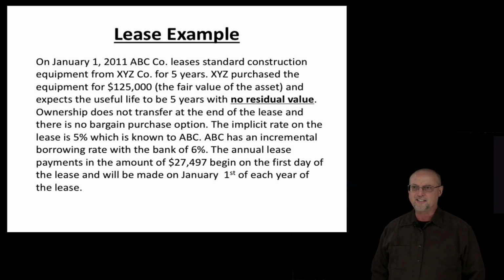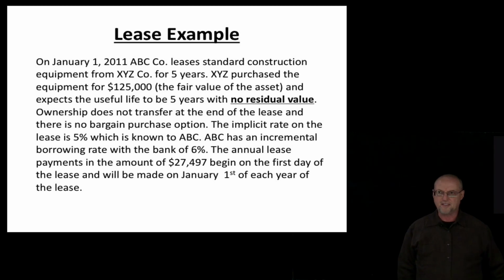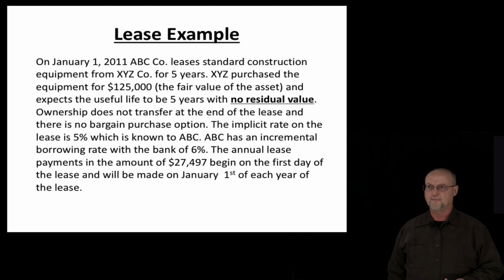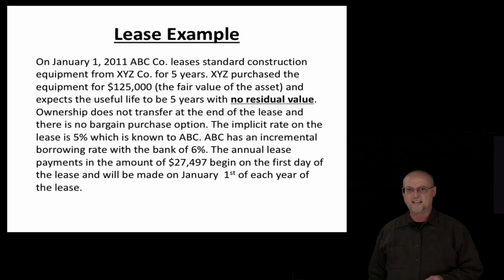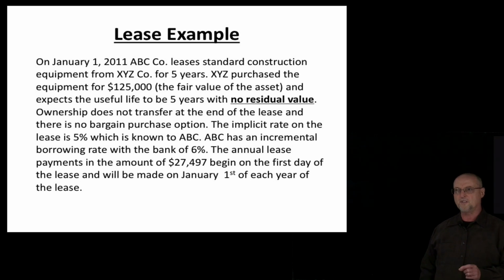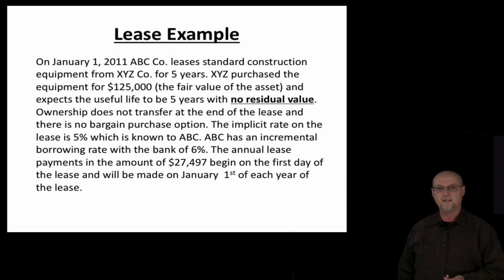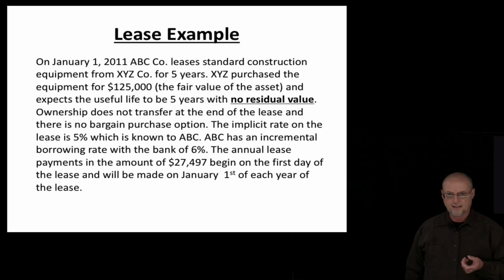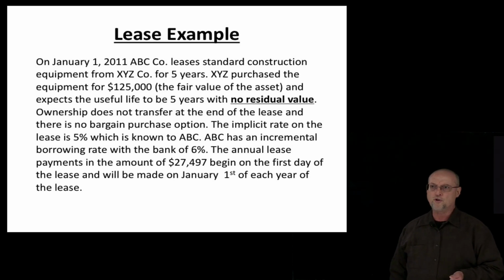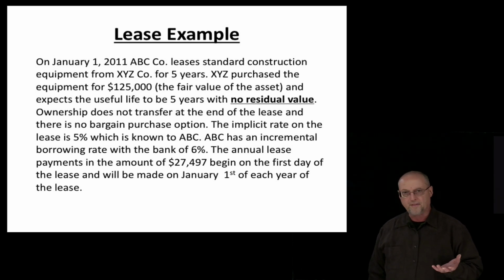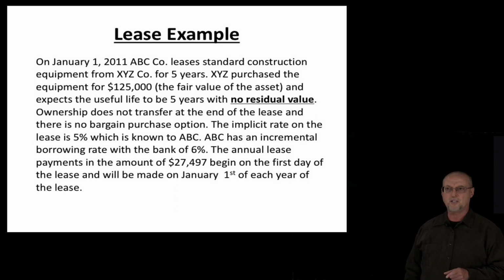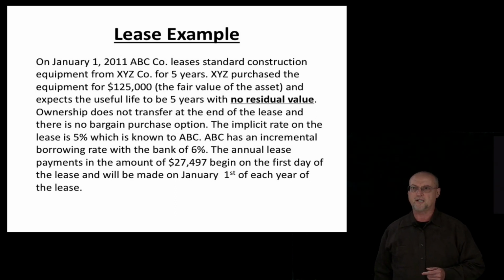Now, the implicit rate on the lease, what that means is that this is the rate that the lessor is applying to determine the value of the lease. That is known to the lessee. When the implicit rate is known to the lessee, we use the implicit rate. More often than not, the lessee is not going to know the implicit rate that the lessor is using, in which case we would use what's called the lessee's incremental borrowing rate, which is the rate they get when they borrow from the bank. That would be 6%. But again, since ABC knows the implicit rate, we're going to be using 5%.